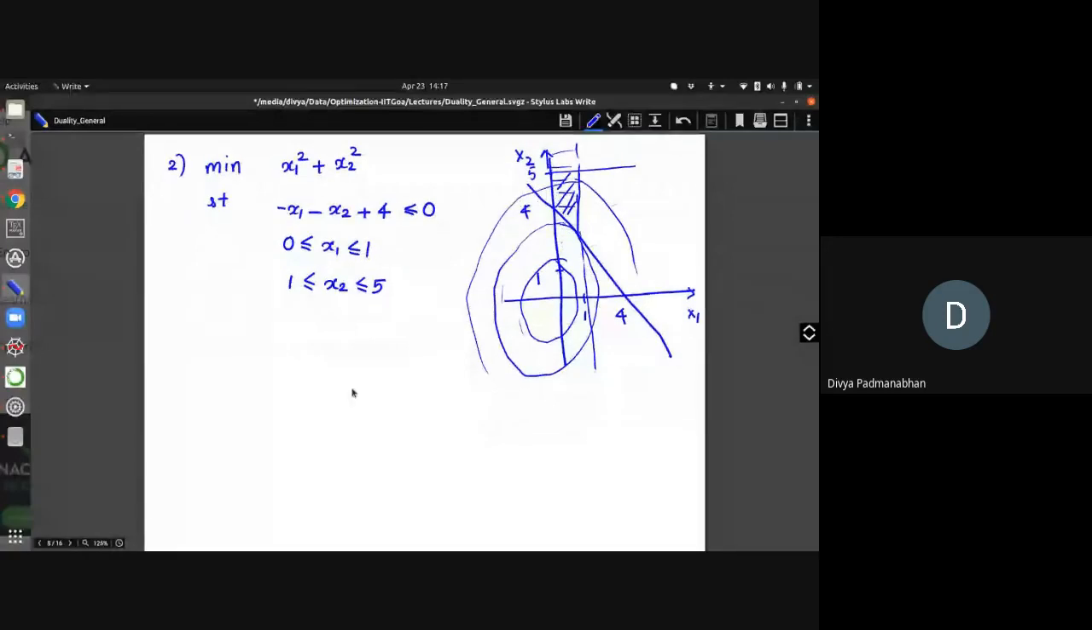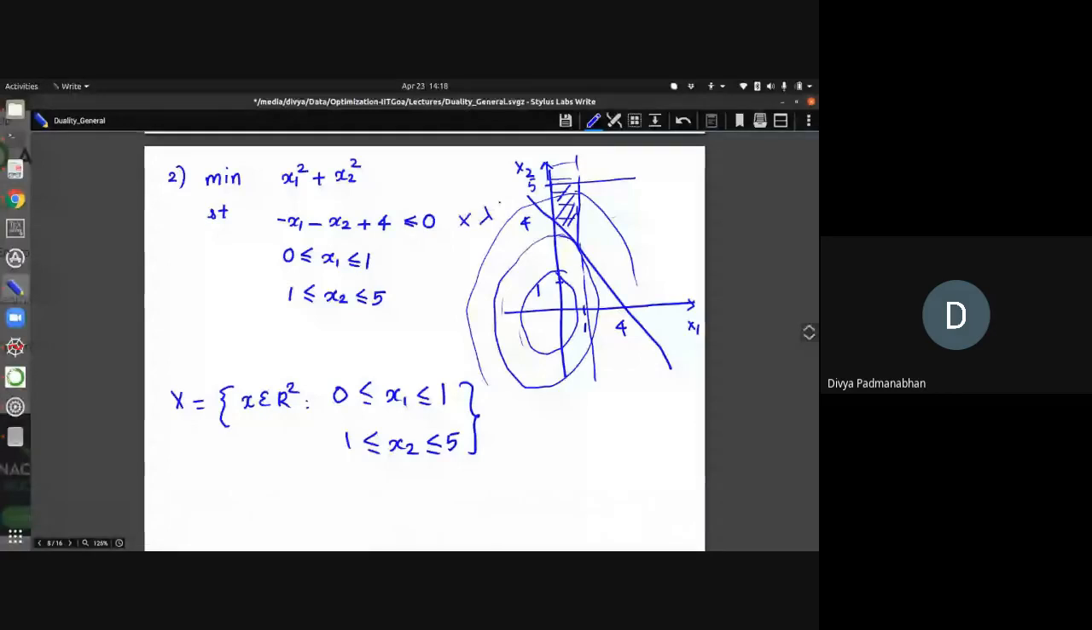We'll write the dual first. Here again I will consider the set X as x in R2 subject to 0 less than or equal to x1 less than or equal to 1 and 1 less than or equal to x2 less than or equal to 5. This is what I'll consider, and so I'll again have a Lagrange multiplier corresponding to this one constraint. So what is the Lagrangian going to be?